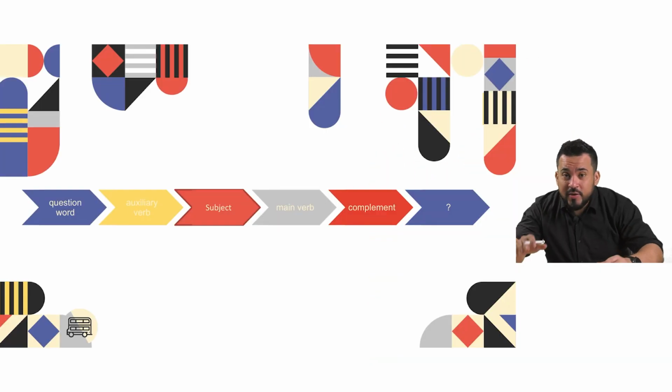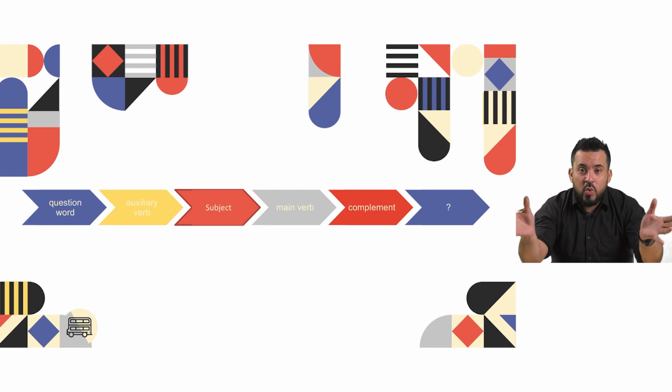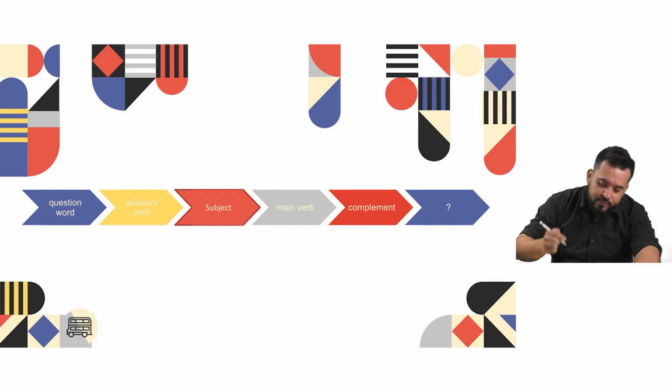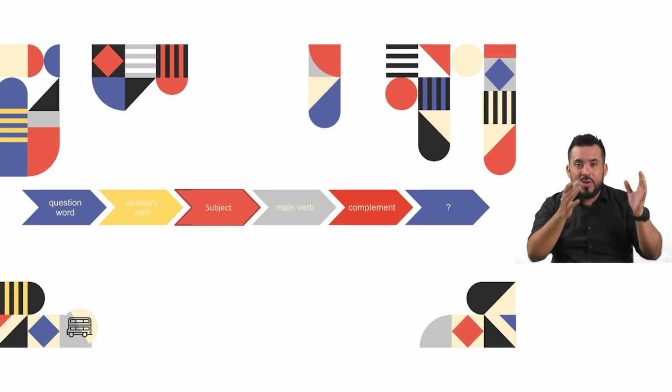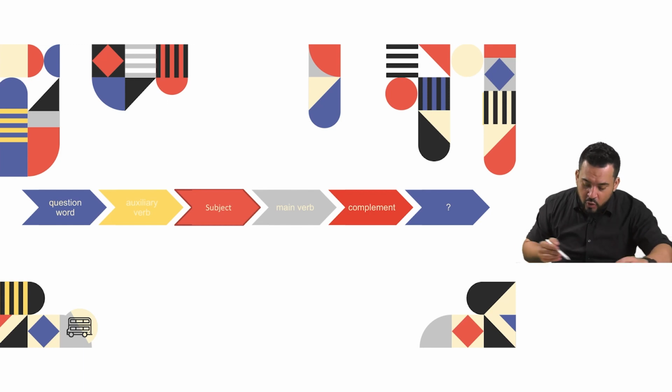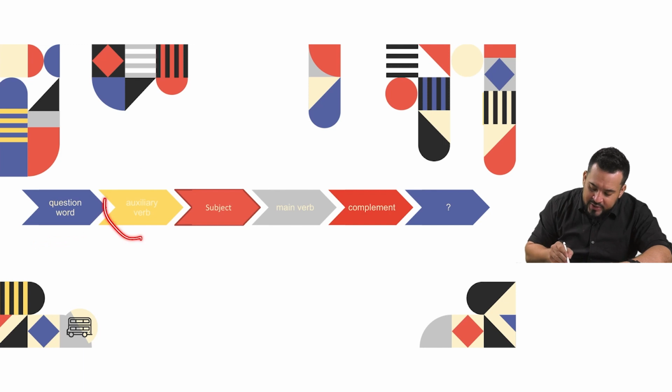Okay, so we are going to start with the question words, the WH questions. We talked about them briefly before. Today, we're going to talk more about them. First of all, how do we make a question? How do we structure the question? We follow this format right here. We start with the question word, followed by the auxiliary, followed by the subject, the main verb, complement. Complement means any additional information.